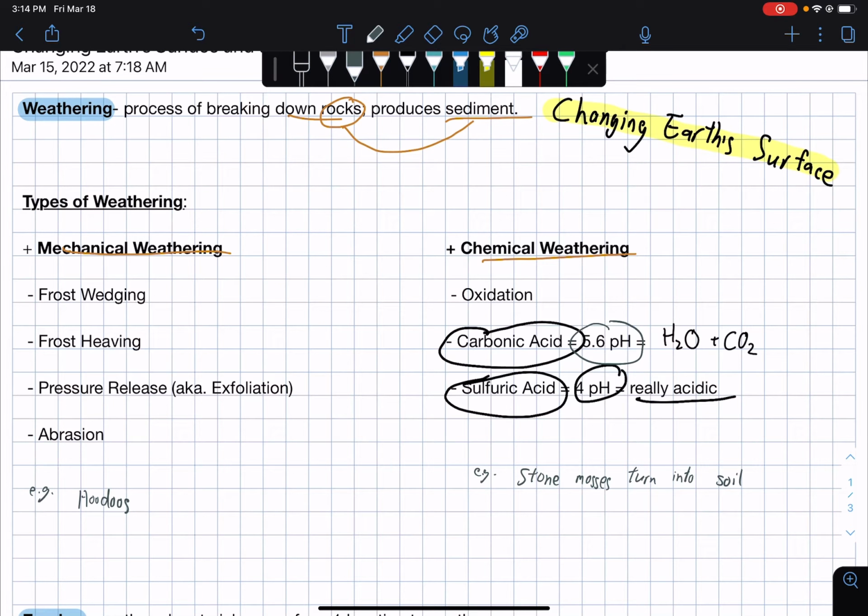So, for mechanical weathering, I'm not sure if you've seen one of these landforms, what we call hoodoos. Those are usually the outcomes of mechanical weathering. These landforms are specifically known to be present in the United States. And for chemical weathering, one specific example is stone mosses. They're still rocks, but they have mosses on their physical appearance. They eventually turn into soil in the long term. So it takes a long time for stone to turn into soil.